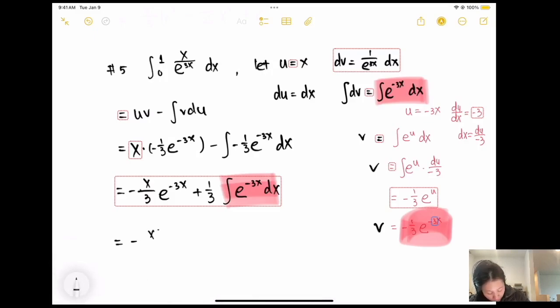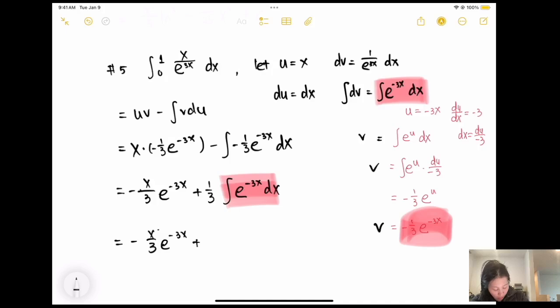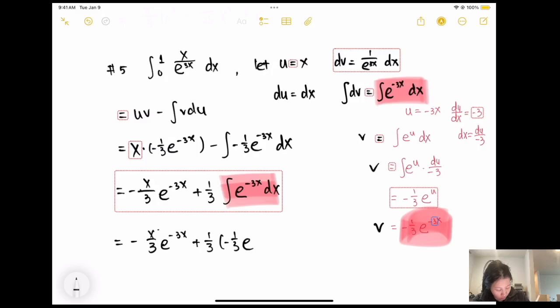You don't need to do it again, but of course you can do it again to check your answer, see if this is correct. Plus 1/3 times negative 1/3 e to the negative 3x. So simplify it.